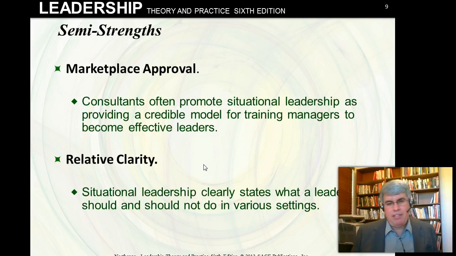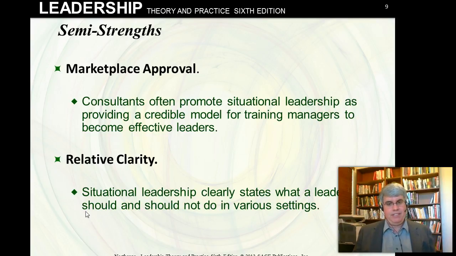Now there are some semi-strengths also. One is what the textbook calls marketplace approval. Consultants love this, and they often promote situational leadership as a very credible model for training managers to become effective leaders. And as I said, maybe some of you have already had training in situational leadership. There's tons of information about this, tons of products that you can buy, tons of consultants that will come in and teach that. And it's relatively clear.